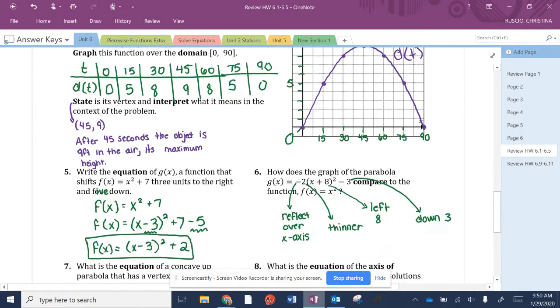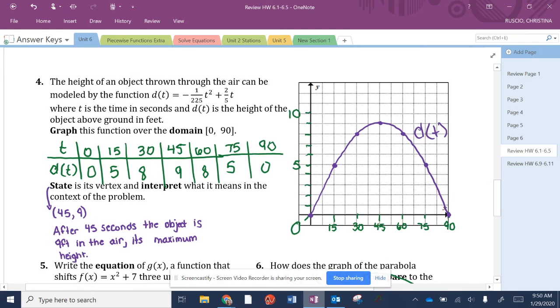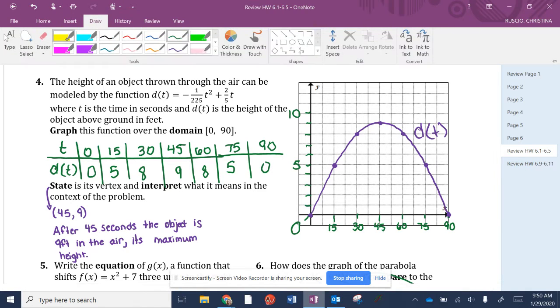Number 4 has a bit going on with it. Check out the table of values that I wrote. So I wrote out a table of values. I graphed it. I changed the window. I used clues to help me.